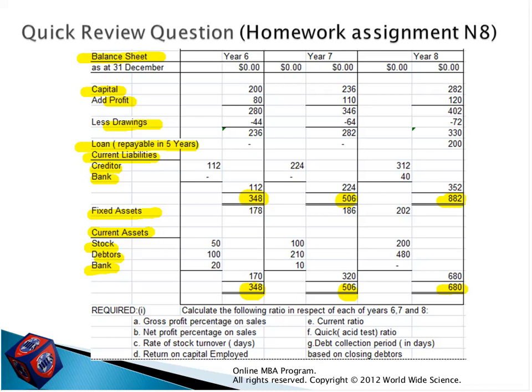Because of 202 fixed assets plus our current liabilities, which is 200 and 480. The total will be the same as we have liabilities and equity, 882. Just please change the amount here. If I could change my own, let me see if I can do so. Here it must be 882.